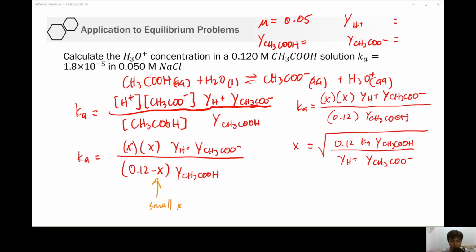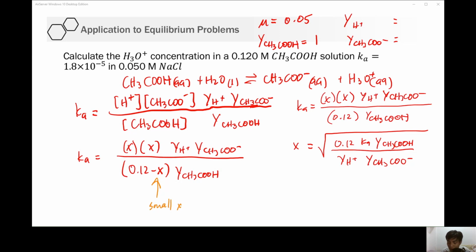The gamma for CH3COOH, or acetic acid, is 1. Why? I told you last time that for uncharged species, gamma is unity. Since acetic acid is an uncharged species, its gamma value is unity, or equal to 1. But for charged species such as H plus and acetate ion, we have to look for their gamma values in the table we had earlier.